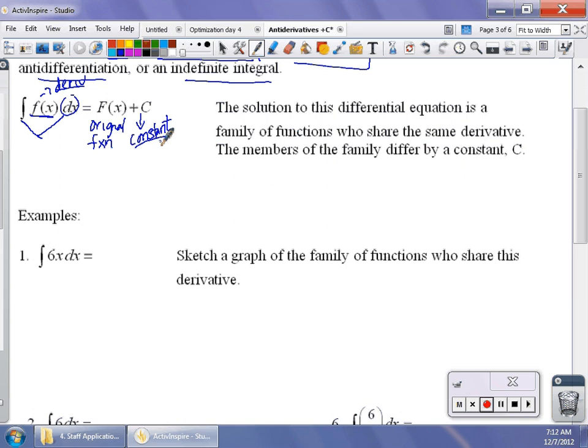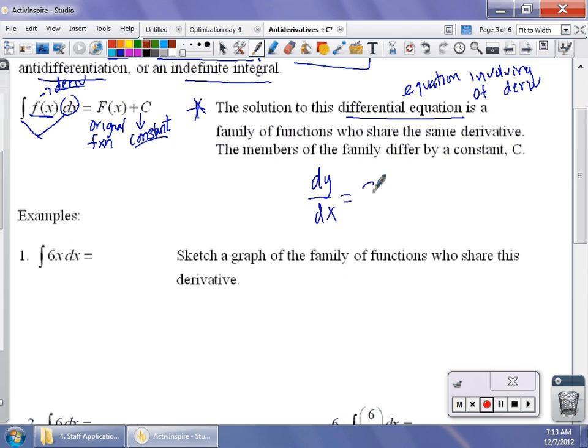The solution to this differential equation, and that's exactly, we start out with a differential equation. What the heck's a differential equation? It's an equation involving a derivative. In other words, it's pretty self-explanatory. So a differential equation would be like we had on the first page. dy dx is equal to 3x. That's a differential equation because it's an equation with a derivative.